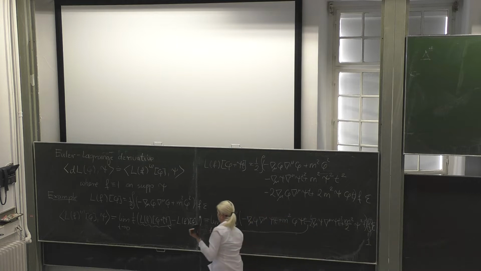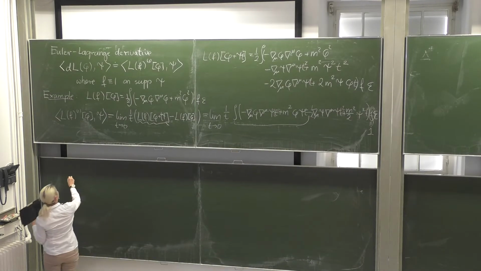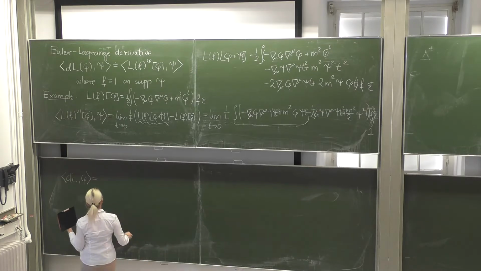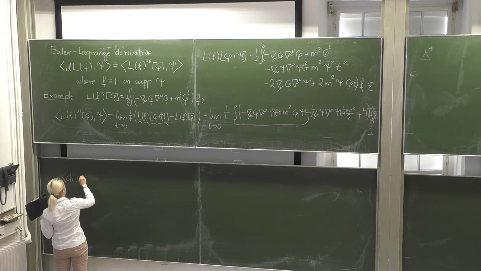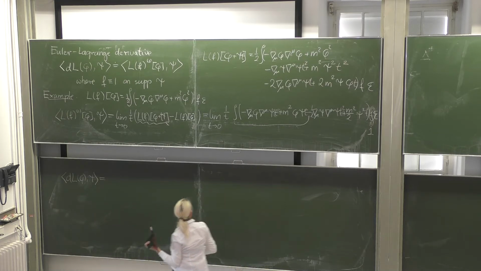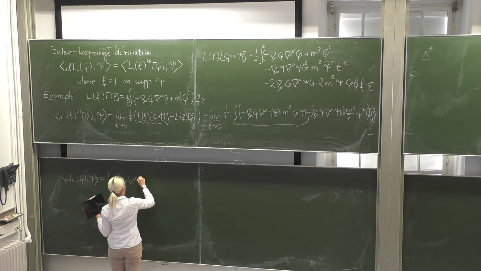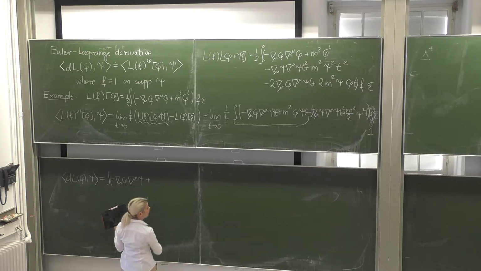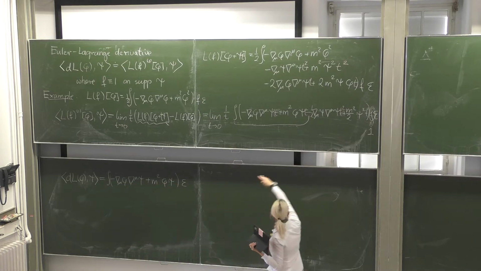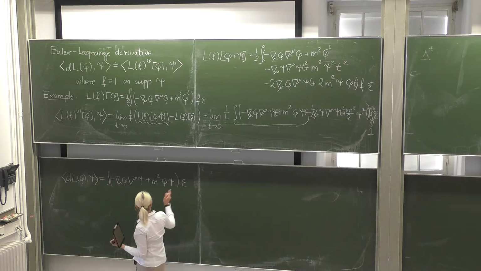So I can conclude that dL of phi for that Lagrangian, dL of phi in the direction of psi, is just this first term: minus d_mu phi d^mu psi plus m squared phi times psi, times epsilon. So you see that f disappeared in the process of this calculation because it's equal to 1 on the support of psi. So that was the first thing to demonstrate.